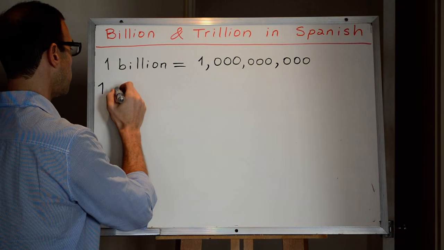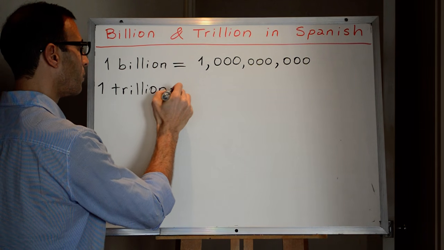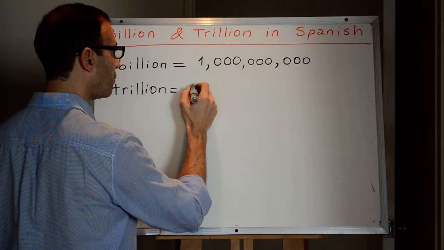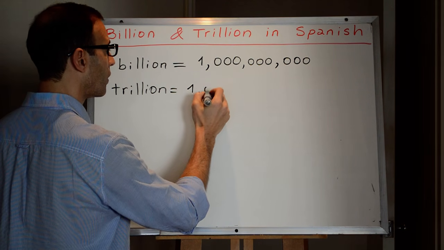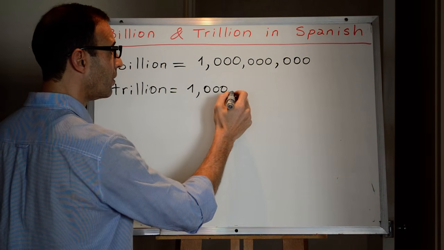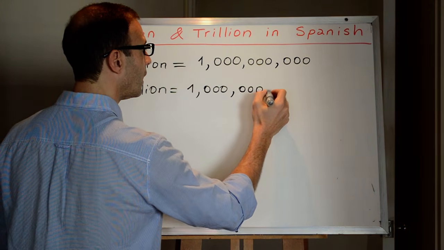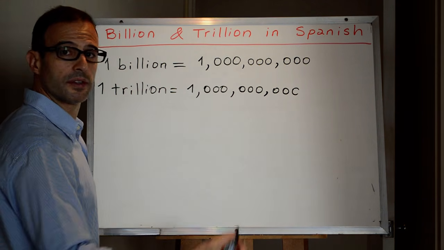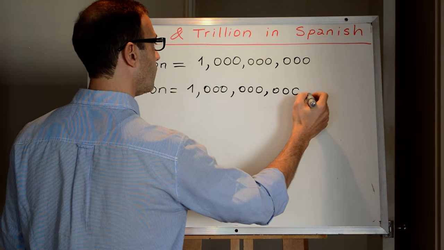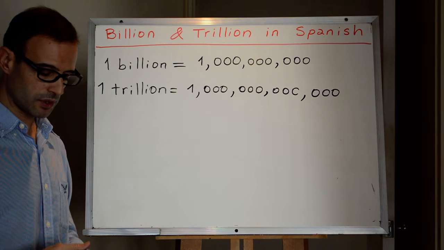So, therefore, 1 trillion would be 3 zeros more, right? So, this is for the units, 3 zeros for the thousands, 6 zeros for the millions, 9 zeros for the billions, and 12 zeros for the trillions, okay?